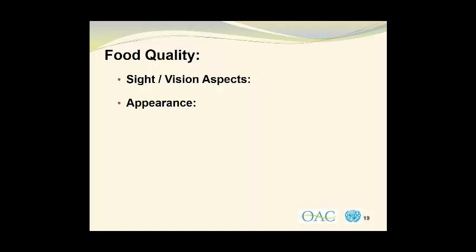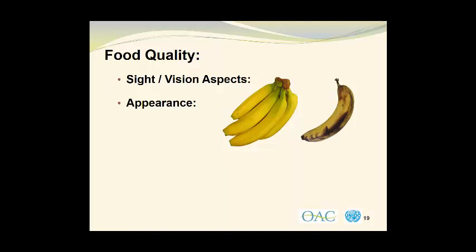First of all, we have appearance. We look at these bananas and they look reasonably appealing. However, if we look at this banana on the right, it's not nearly as appealing from a visual perspective, and we won't likely purchase it.